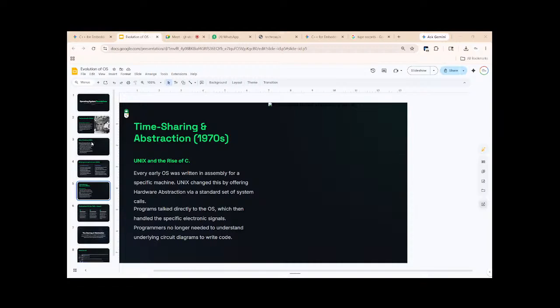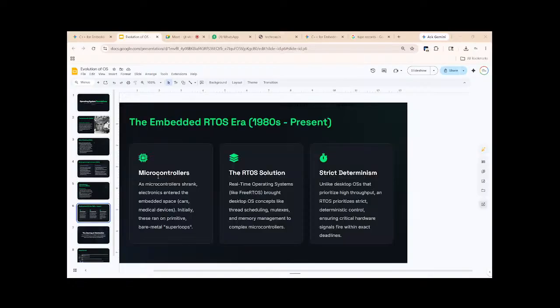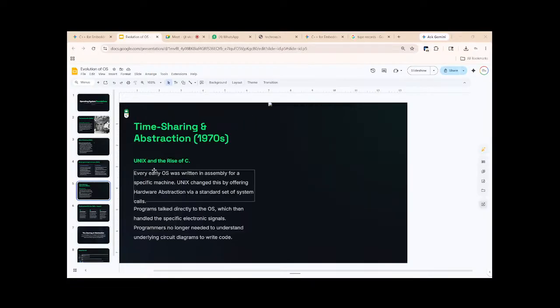Okay. Time sharing and abstraction. In the 1970s, it came. Early OS was written in assembly for a specific machine. Unix changed it completely. Unix changed this by offering hardware abstraction via a standard set of system calls. Now programs talk directly to the OS. In this era, programs started to talk with the OS.